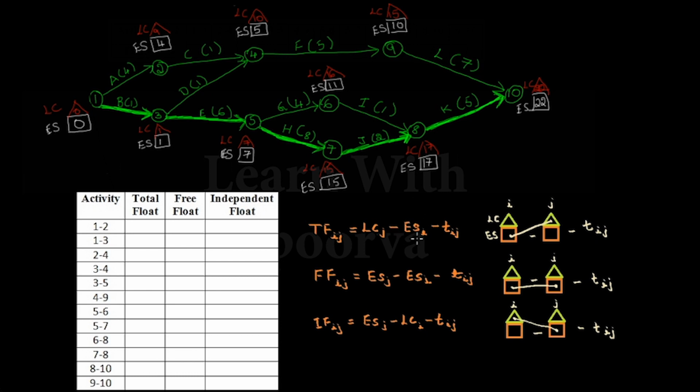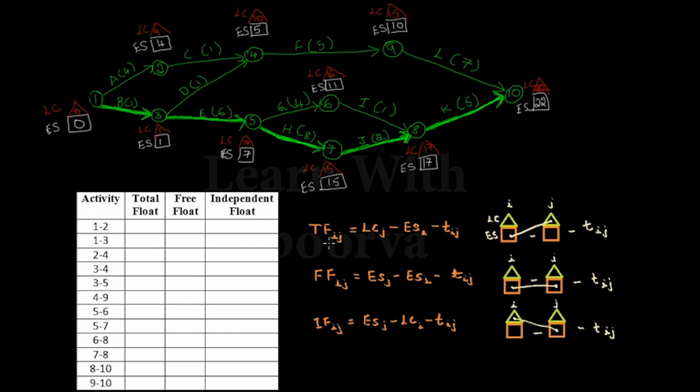In this formula, for every activity, j and i representations are given, where LC represents the latest completion, ES represents the earliest start, and Tij represents the duration of an activity. Based on this formula, we are going to calculate total float, and based on this we will calculate free float, and then the independent floats. So now let us start with the calculation.